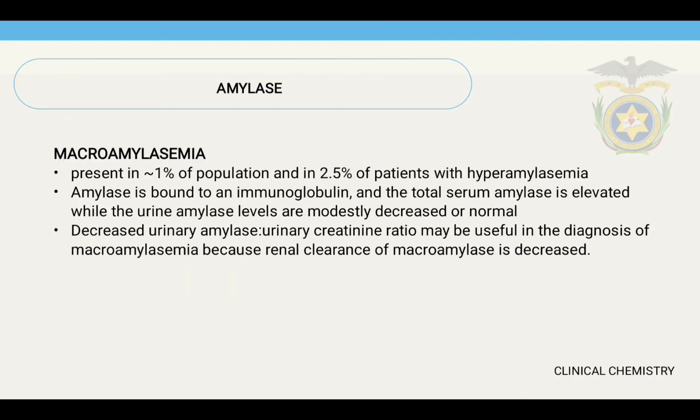One condition that also produces an increase in serum amylase and may be confused with acute pancreatitis is macroamylasemia. It's present in around 1% of the population and around 2.5% of patients with hyperamylasemia. Amylase is bound to an immunoglobulin, and the total serum amylase is elevated, while urine amylase levels are modestly decreased or normal. So a decreased urinary amylase to urinary creatinine ratio may be useful in the diagnosis of macroamylasemia because renal clearance of macroamylase is decreased.